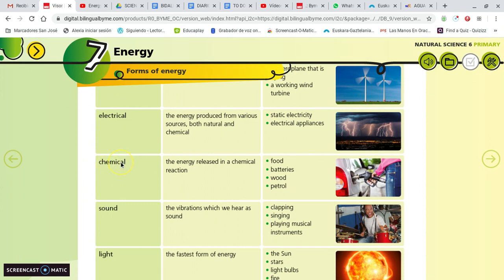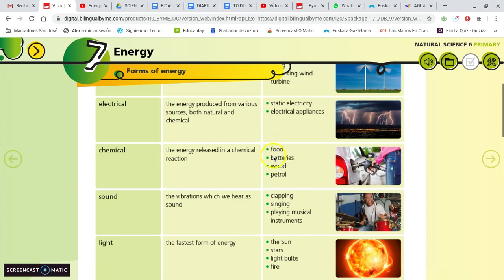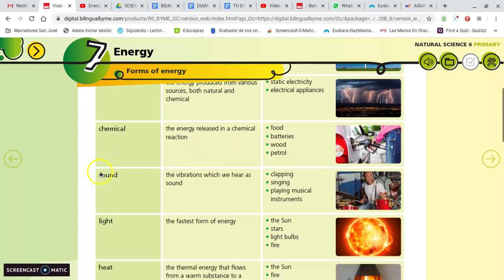Chemical energy is an energy that comes from a chemical reaction. Do you remember physical and chemical reactions? In the chemical reactions, we get energy, in the food, in the batteries, in the wood, in the petrol. Okay, then we have sound.